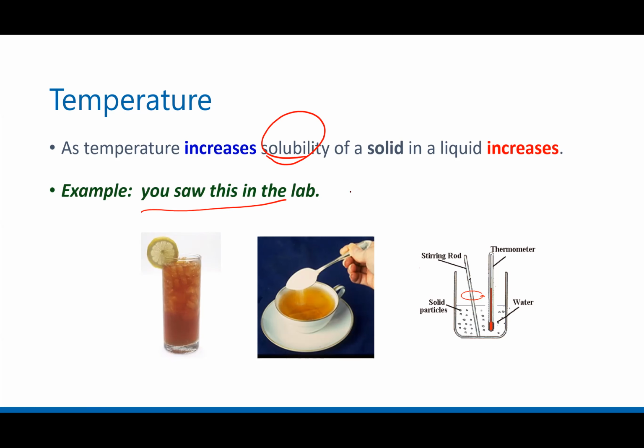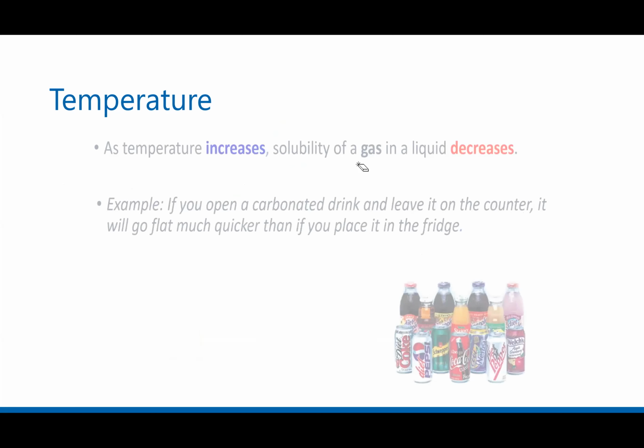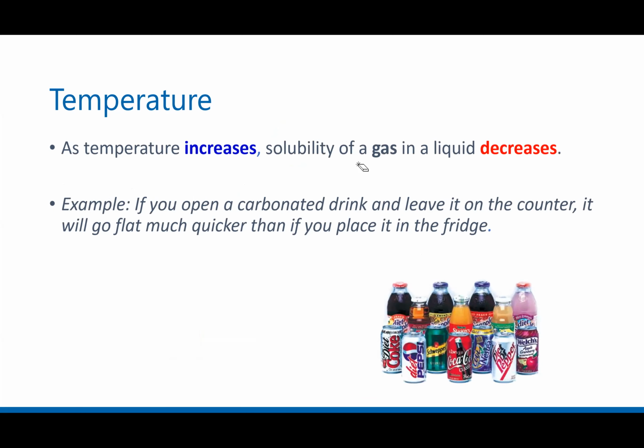You saw this in a lab. Arguably, you saw this in lab 4, but you'll also see this again in lab 8. So that's pretty common sense. Well, maybe not common sense, but it's pretty easy to understand. Solids will dissolve easier in hot liquids.